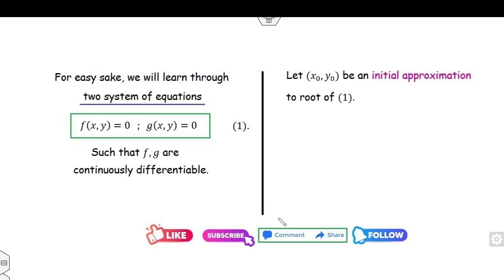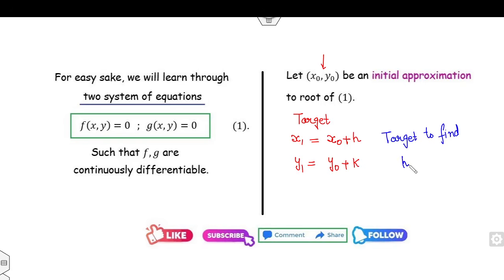Since it is the Newton Raphson method, it starts with an initial guess. So I consider x naught and y naught as my initial guess. Then your target is to find the new point x1 and y1, which is defined as x0 plus h and y0 plus k. So basically your target is to find the values of h and k such that x1, y1 is the root of equation 1.